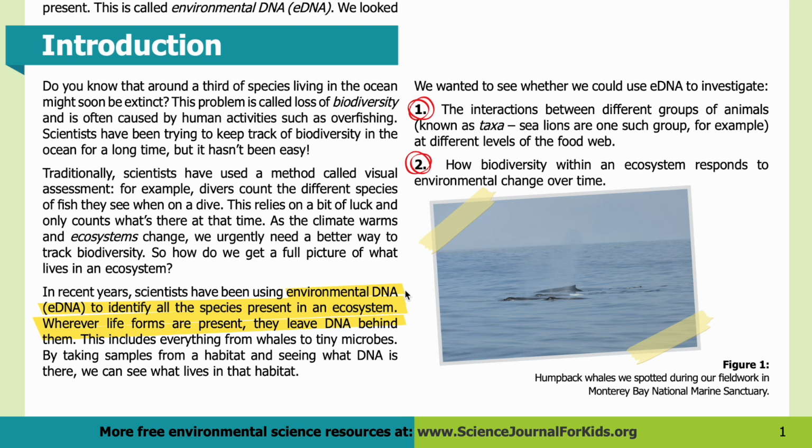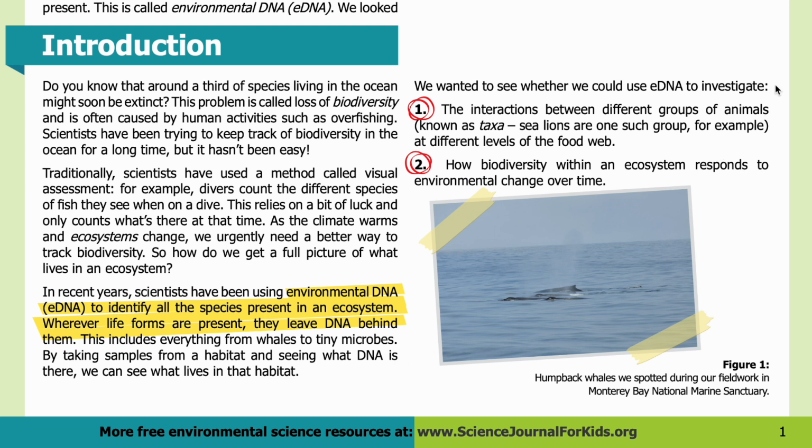In recent years, scientists have been using environmental DNA, or eDNA, to identify all the species present in an ecosystem. Wherever life forms are present, they leave DNA behind them. This includes everything from whales to tiny microbes. By taking samples from a habitat and seeing what DNA is there, we can see what lives in that habitat.